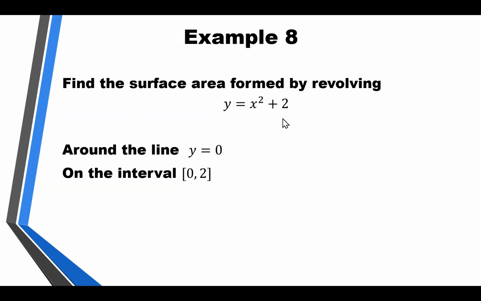Let's do this now. Let's take the same function and rotate it around the line y equals 0. The line y equals 0 is the x-axis, and again, on the interval from 0 to 2. If you want to try this on your own, push pause, try it on your own. I'll give a couple of seconds and then I will do the problem.